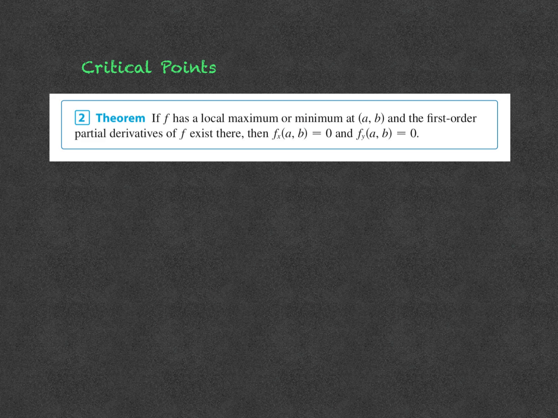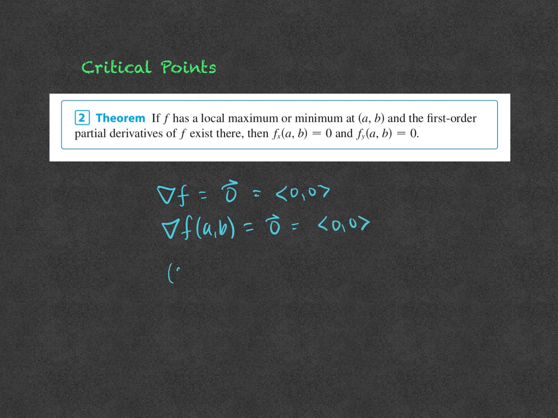This theorem says if f has a local maximum or minimum at (a, b), and the first-order partial derivatives exist there, then your partial derivative with respect to x equals 0 and your partial derivative with respect to y equals 0. Notice that means we could say the gradient of f is equal to the zero vector, which is ⟨0, 0⟩. So the gradient of f at the point (a, b) is equal to the zero vector ⟨0, 0⟩.